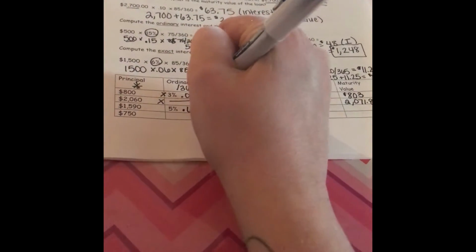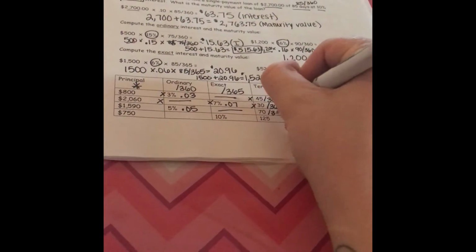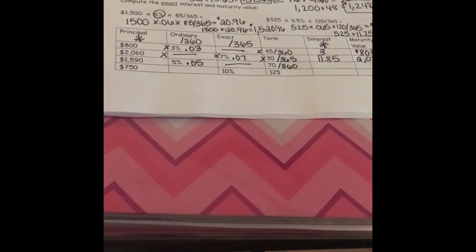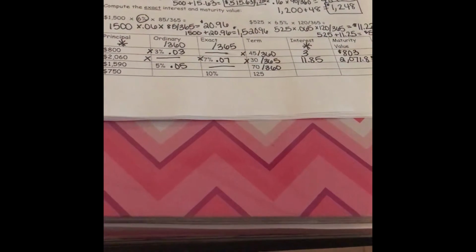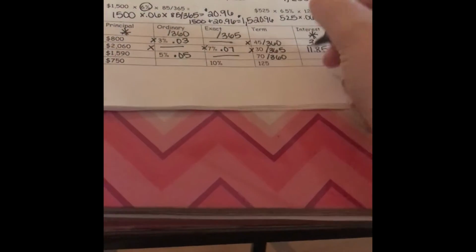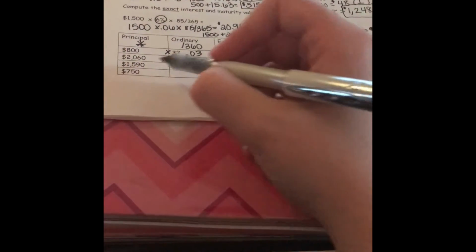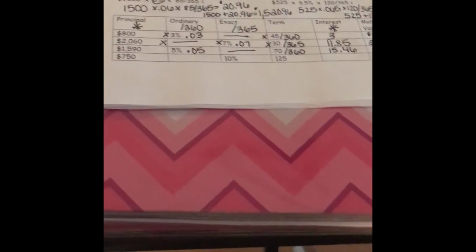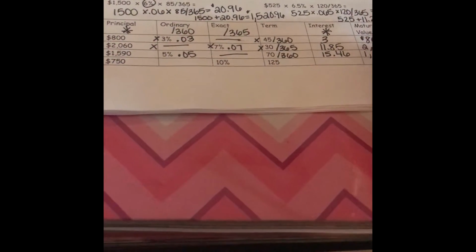The next one, 5% as a decimal is 0.05. It's under ordinary, so I'm going to make it out of 360. So I'm going to multiply 1,590 times 0.05 times 70 out of 360, which is $15.46. So I'm going to add my principal and my interest, which is $1,605.46.